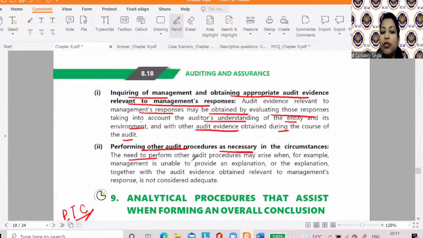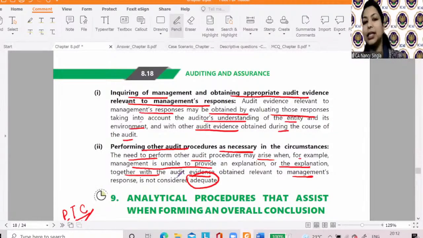The need to perform other audit procedures may arise when management is unable to provide an explanation, or the explanation management has given, along with the audit evidence obtained, is what? Inadequate. Who considered it inadequate? The auditor. So the auditor will do what? He will perform other audit procedures. So clear?